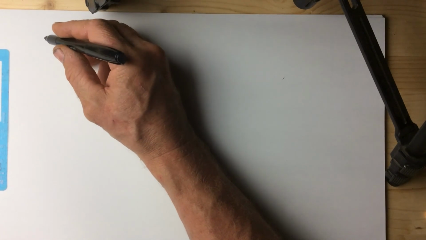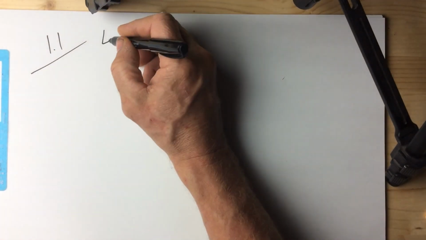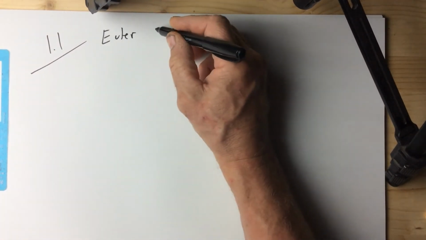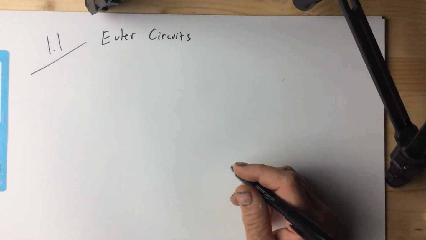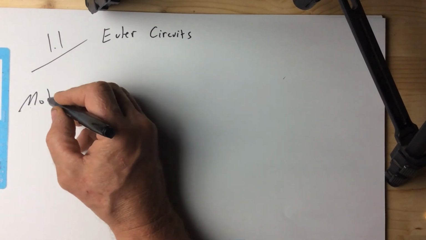So we're going to start in Chapter 1, Section 1. We're talking about Euler circuits. Now, before we can get to Euler circuits, we've got to talk a little bit about a model.